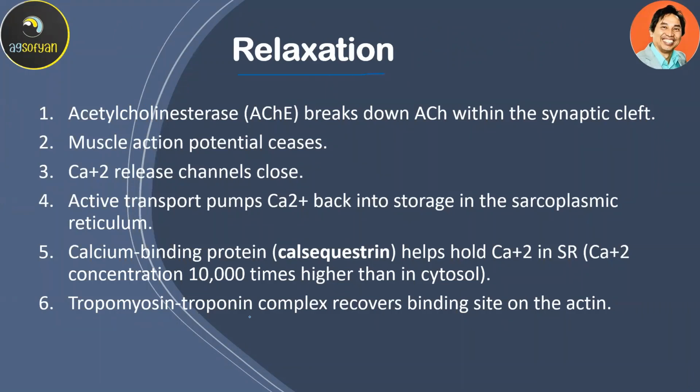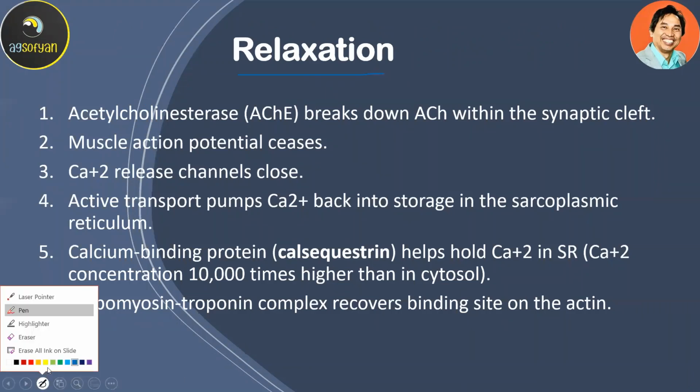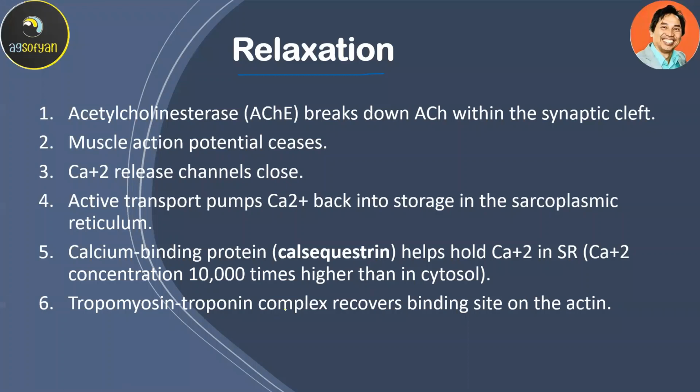Now, how does relaxation happen? Of course, our muscle will not always contract. It will also perform relaxation. Contraction, relaxation, contraction, relaxation. Relaxation is due to the acetylcholine that is released into the synaptic cleft being removed by a special protein called acetylcholinesterase, AChE, and it will remove the acetylcholine from the synaptic cleft. Therefore, acetylcholine will not be available.